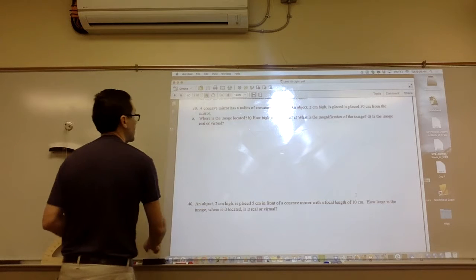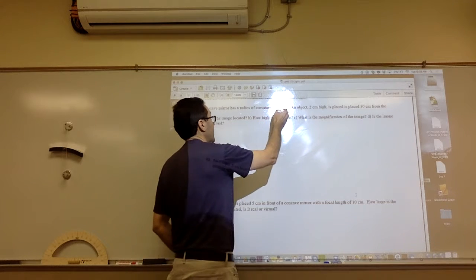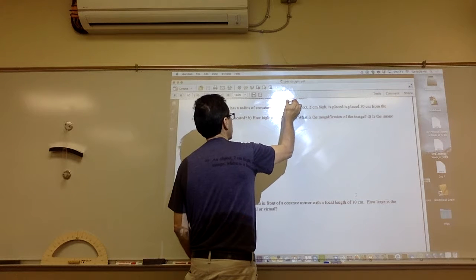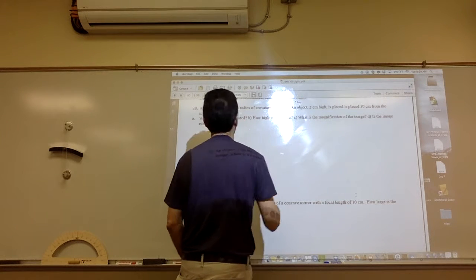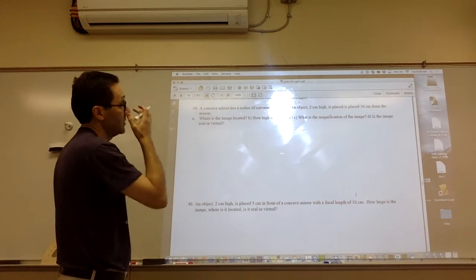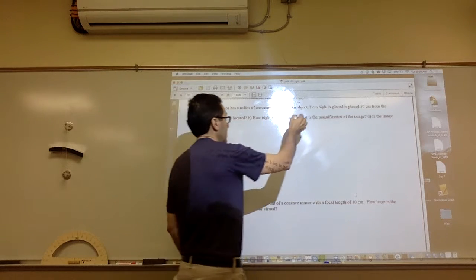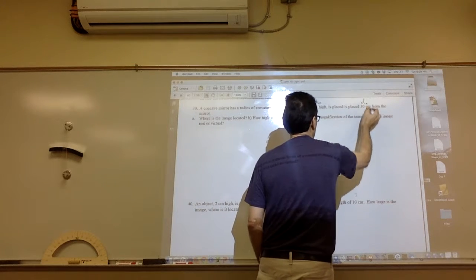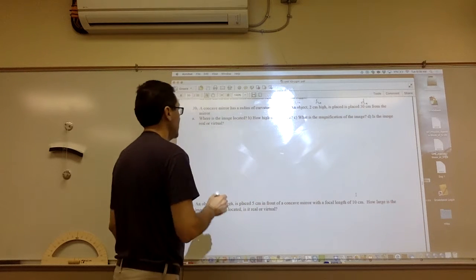A concave mirror has a radius of curvature of 20 centimeters. So the focal distance is positive 10. Since it's a concave mirror, it's a converging mirror, so the focal distance is positive. An object has this height, HO, and is placed at this distance, that's DO. Where is the image located?